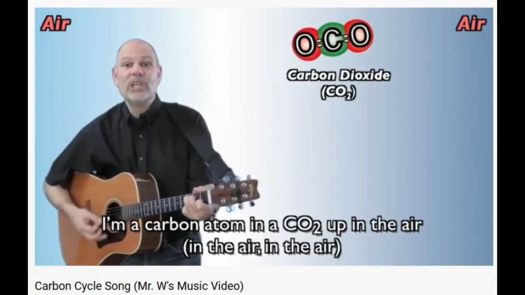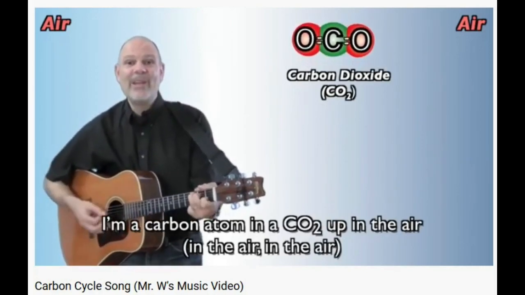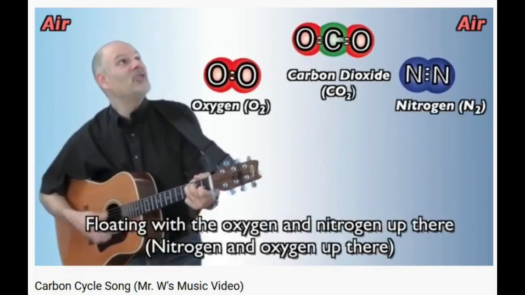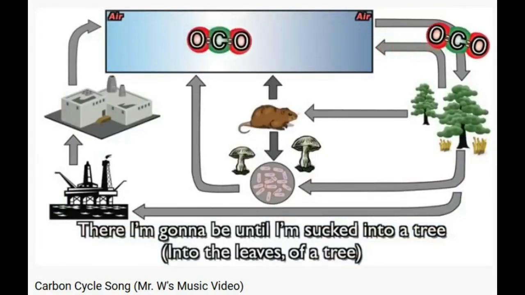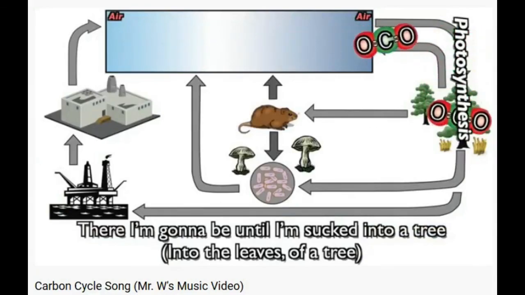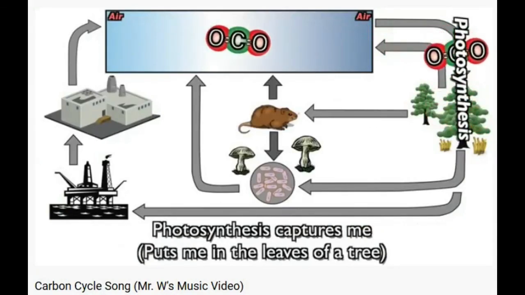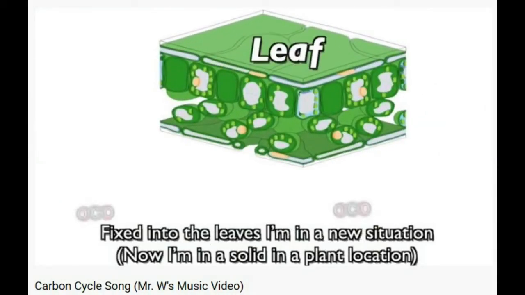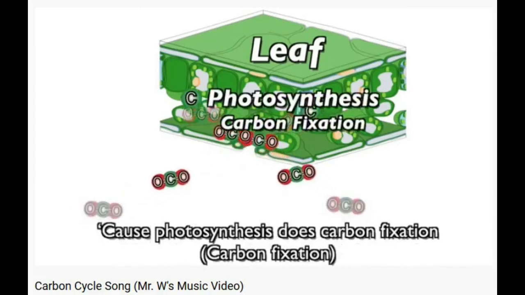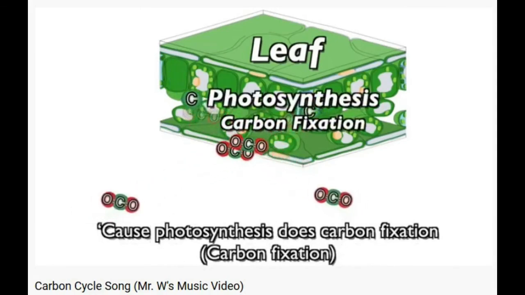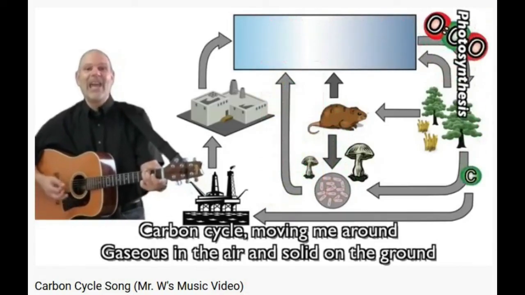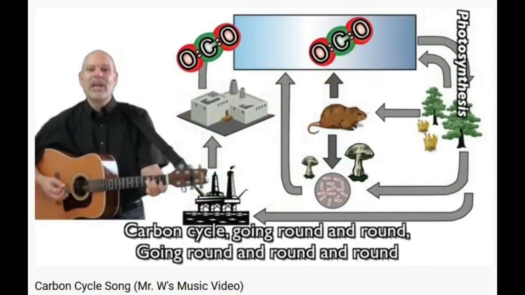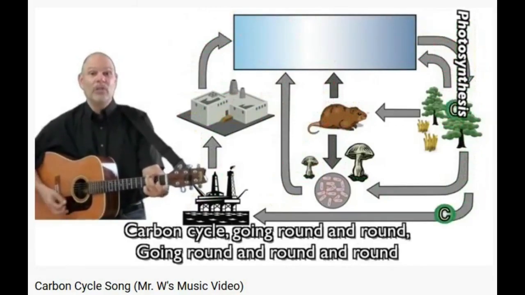I'm a carbon atom in a CO2 up in the air. Floating with the oxygen and nitrogen up there. There I'm gonna be until I'm sucked into a tree. Into the leaves of a tree. Photosynthesis captures me. Puts me in the leaves of a tree. Fixed to the leaves, I'm in a new situation. Now I'm a solid in a plant location. Cause photosynthesis does carbon fixation. Carbon cycle moving me around. Gaseous in the air and solid on the ground. Carbon cycle going round and round.